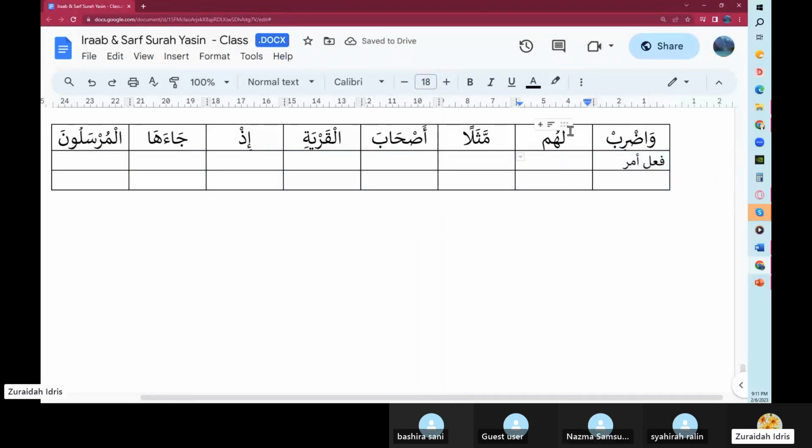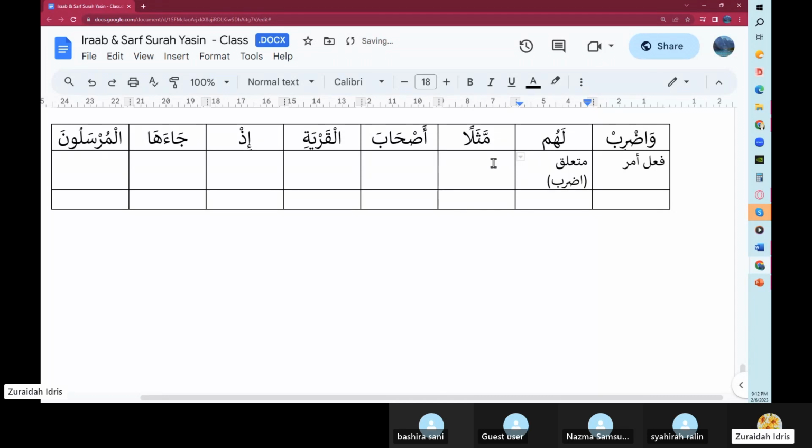Okay, that's fi'l amr. And this is your jar wa majrur. Yes, this is your jar wa majrur. So this would be a muta'alliq. Yeah, it's a muta'alliq basically. And what is it muta'alliq to? Anyone? Brother Hazim, what is it muta'alliq to? Wadrib. Yep, exactly. So there's only one fi'l in here, so it's the amr. Mathalan is the maf'ul bihi, we said, yeah, it's a detailed example.